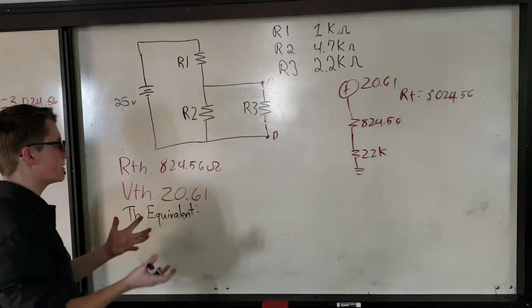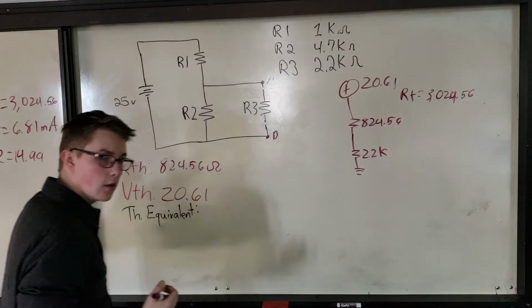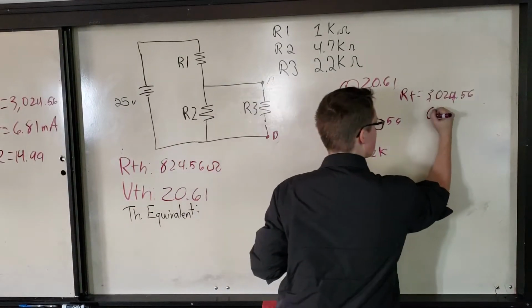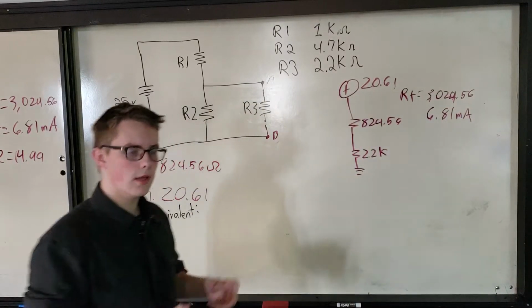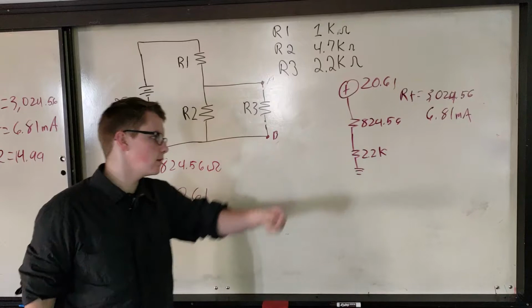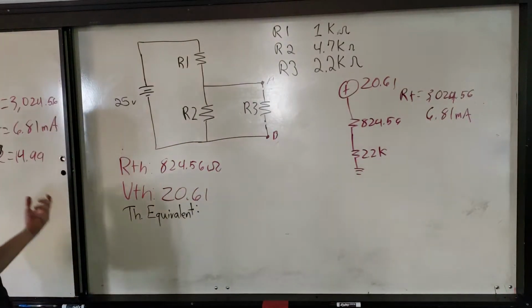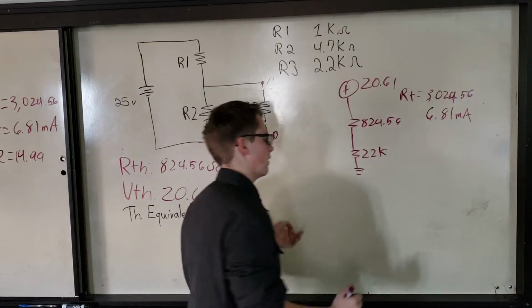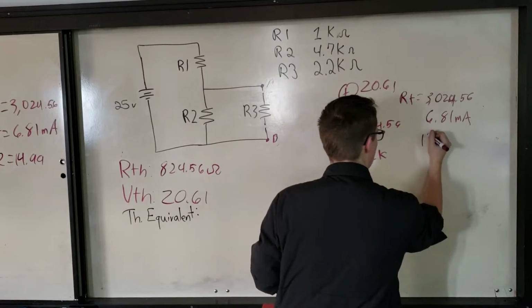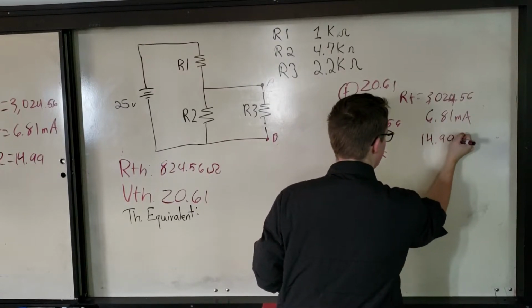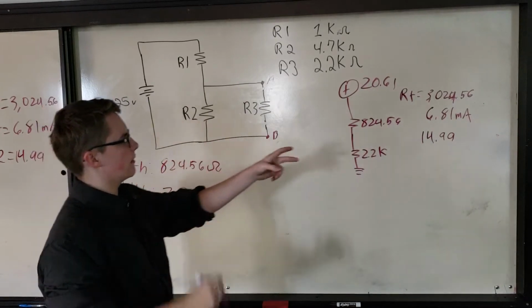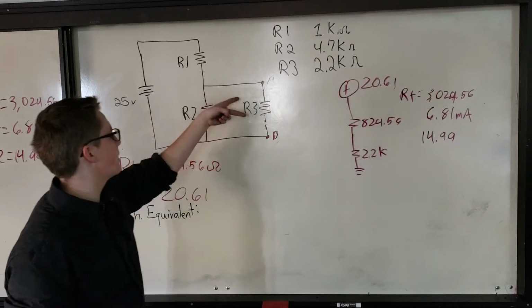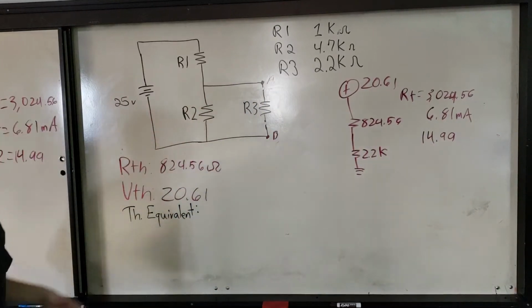So you will use that to solve for your current total, which is 6.81 milliamps. So all you need to do is solve the rest for R3, which will give you a voltage at R3 of 14.99. So you can now take these two values, plug them into this circuit, and solve for anything.